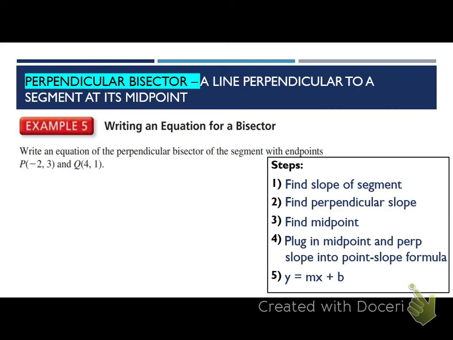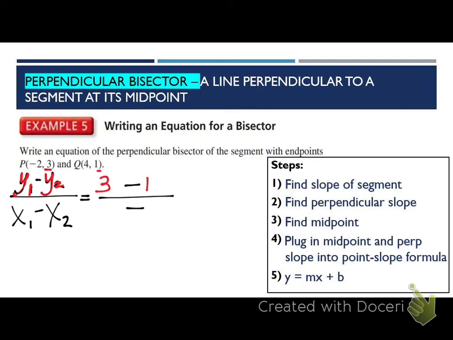That's it. So we're going to write an equation of the perpendicular bisector of the segment with the endpoints -2, 3, and 4, 1. So the first thing we want to do is find the slope. How do you find the slope between 2 points? y1 minus y2 over x1 minus x2. So my first y, 3, second y, 1. First x is -2. Second x is 4.